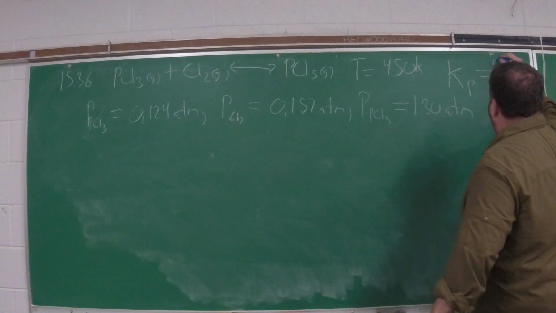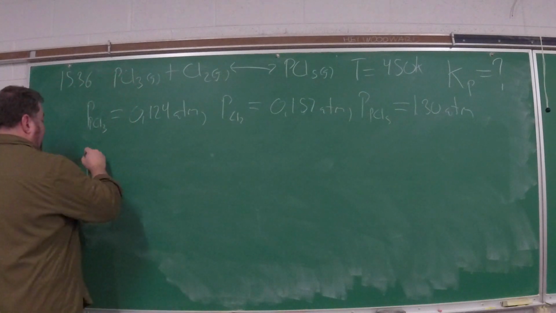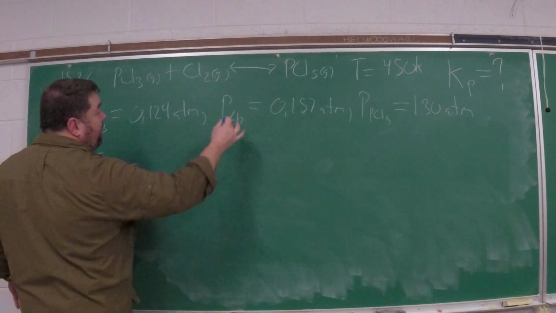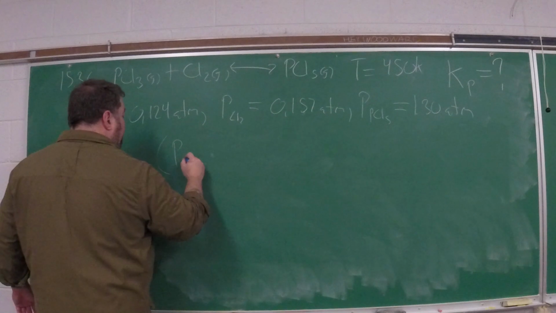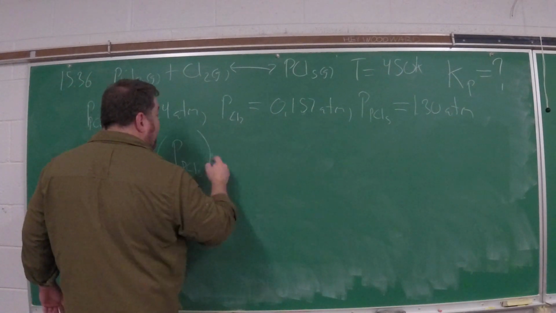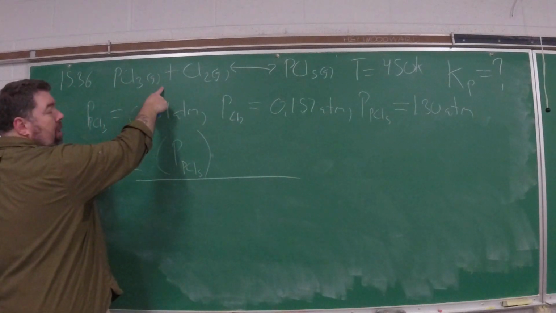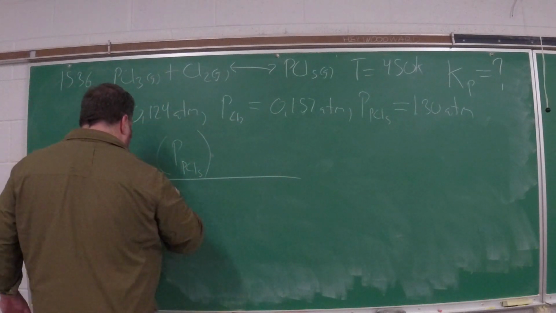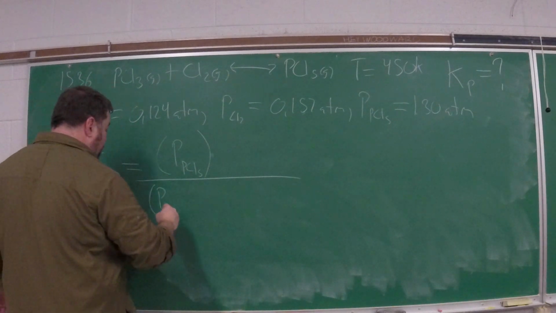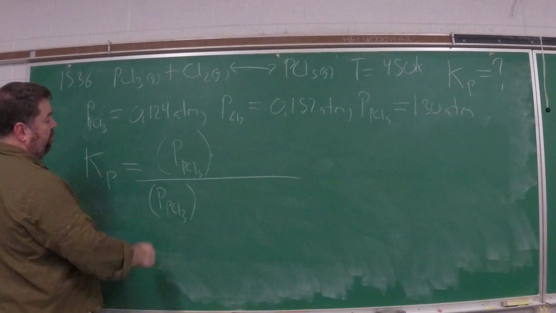And sorry, after all that, what's it asking for? It's asking for Kp. So we're gonna write out the expression and plug the numbers in. Again, Kp, products over reactants, okay? Partial pressure of PCl5 raised to a stoichiometric coefficient, which is 1, divided by reactants, partial pressure of PCl3 raised to a stoichiometric coefficient, which is also 1.